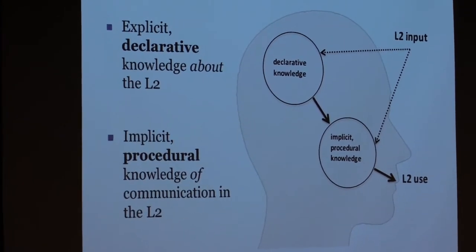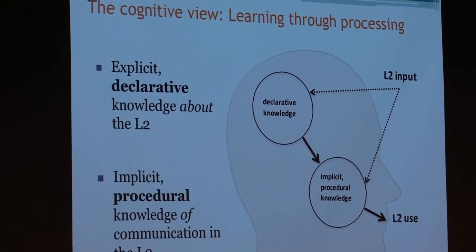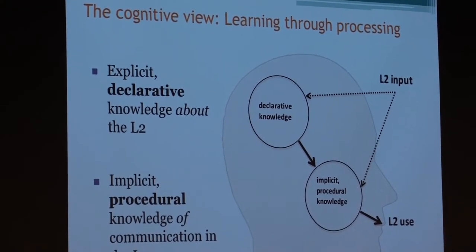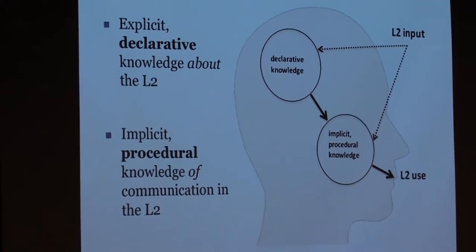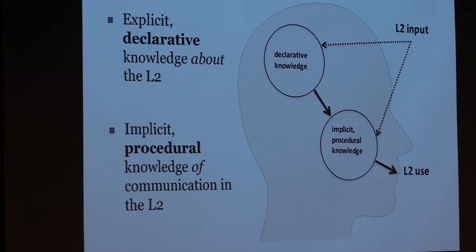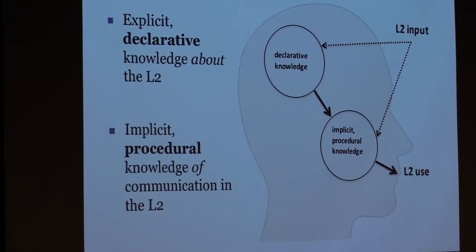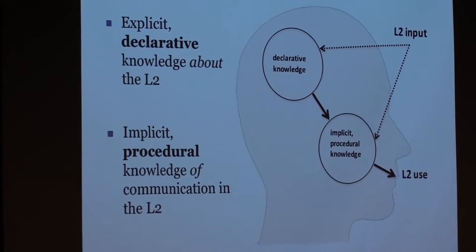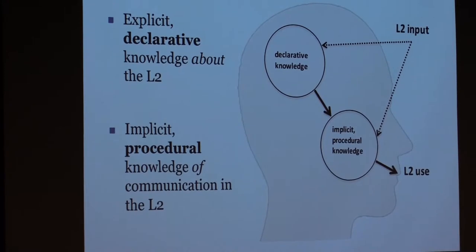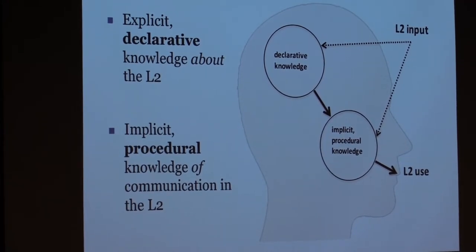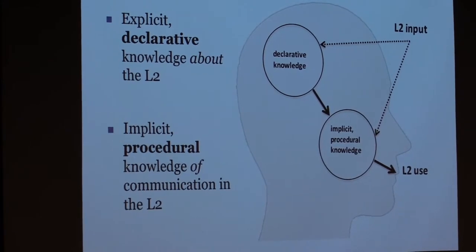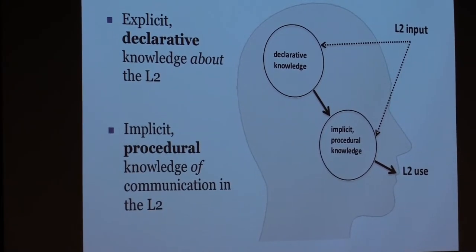As we're exposed to L2 input, there's a model of our brains being like computers. You have data coming in, right? And that seems to build two different kinds of knowledge: declarative knowledge, a knowledge of the way things are that you can consciously access and analyze, and then implicit procedural knowledge of how to do things. And it's implicit in the sense that you're not aware of all the mechanisms that carry it out.